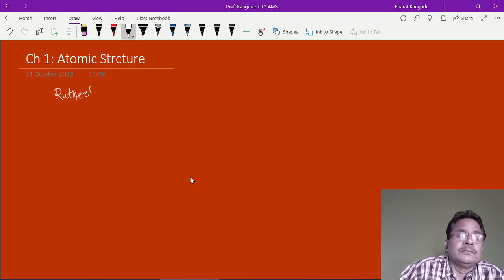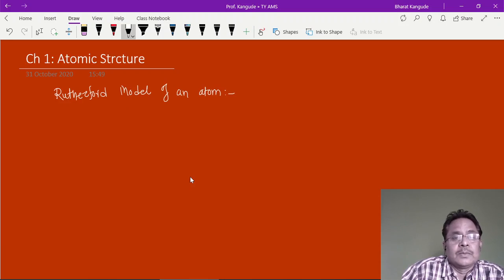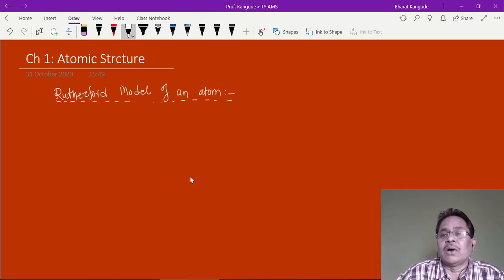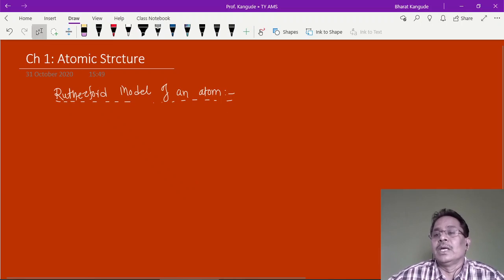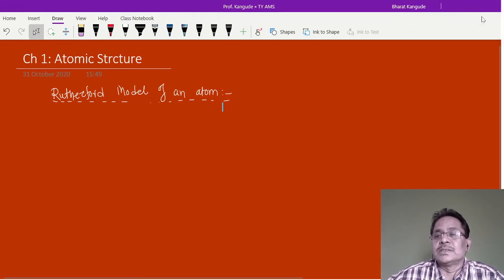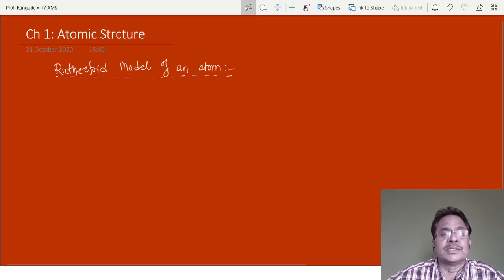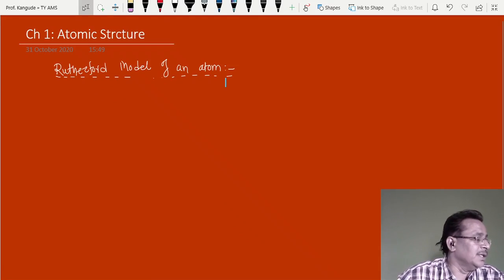The Rutherford model of an atom. Okay, so let's see what this particular concept is: how Rutherford came across this type of model, what his contribution is, and what are the things that could be discussed under this.